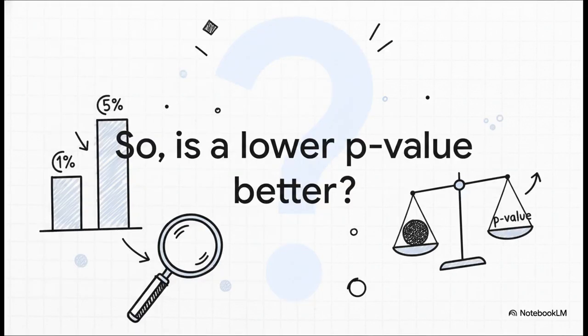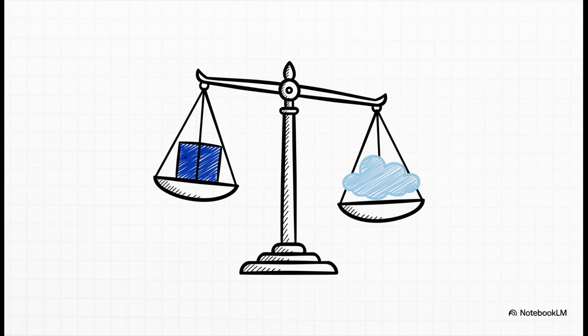Which, of course, leads to the next logical question. If a 5% chance of being a fluke is good, is a 1% chance even better? Oh, absolutely. The lower the p-value, the better. A smaller p-value means the odds of your result being just random noise are even smaller. It's like having a much more convincing piece of evidence against that initial, skeptical assumption that nothing happened.